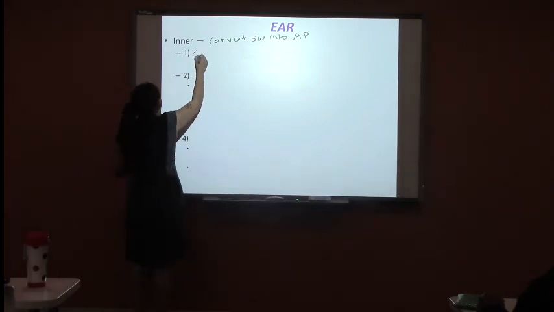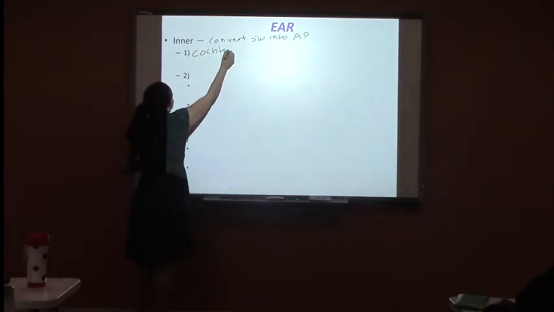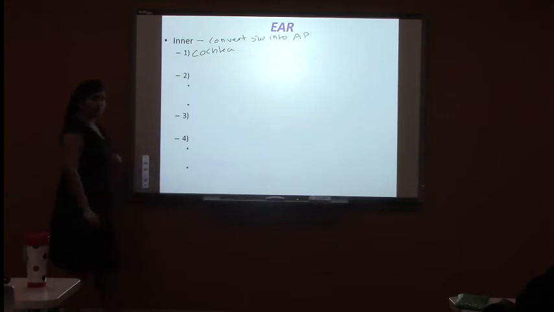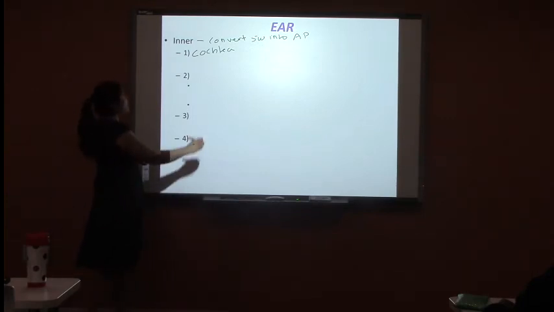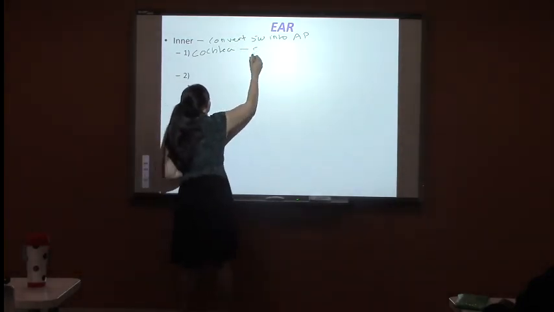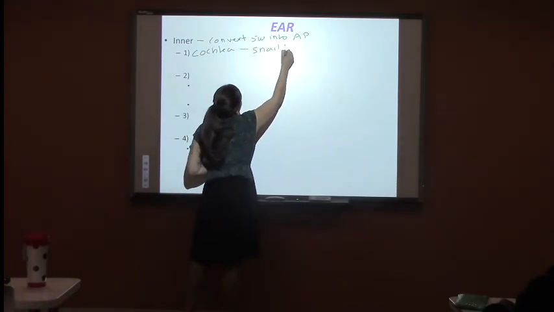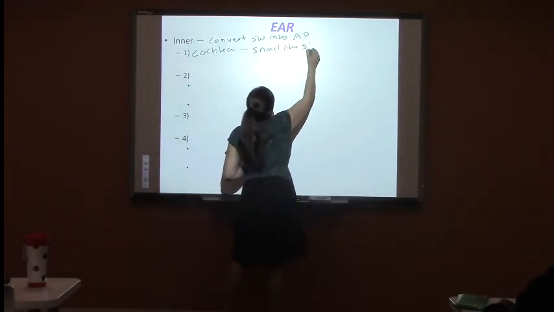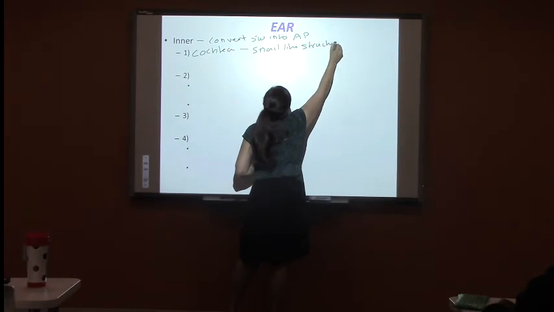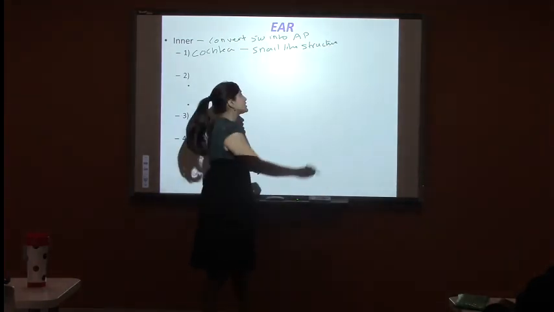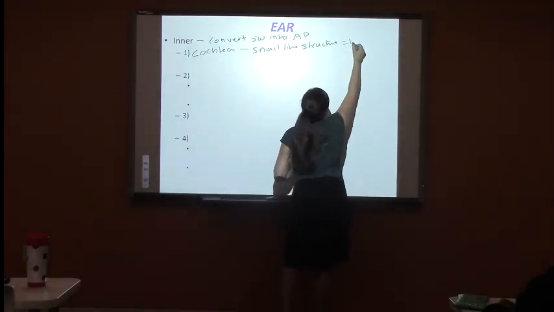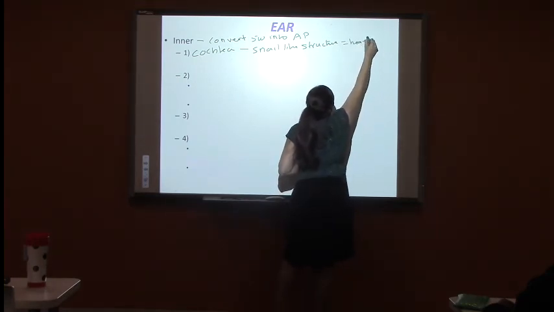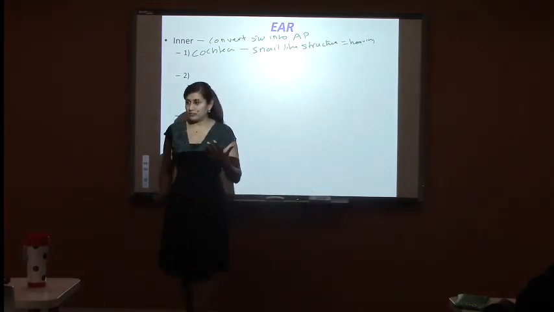So you have the cochlea. The cochlea is a snail-like structure. This is where hearing is produced. Hearing occurs within the cochlea. Okay?